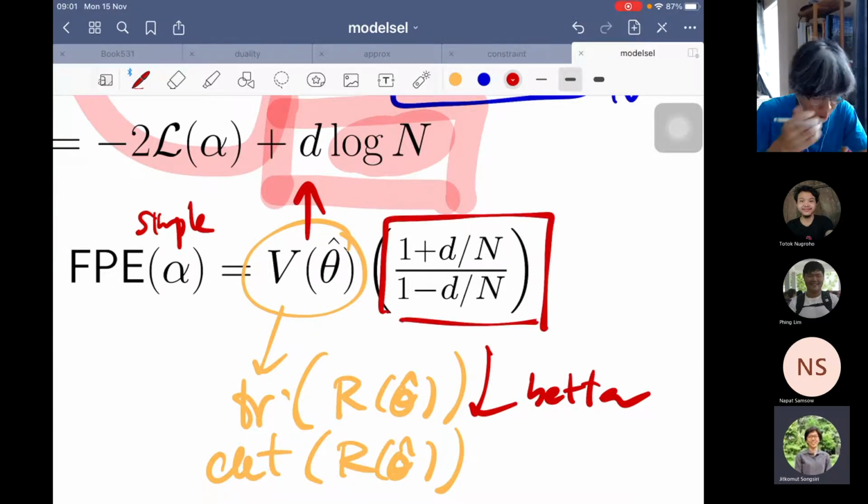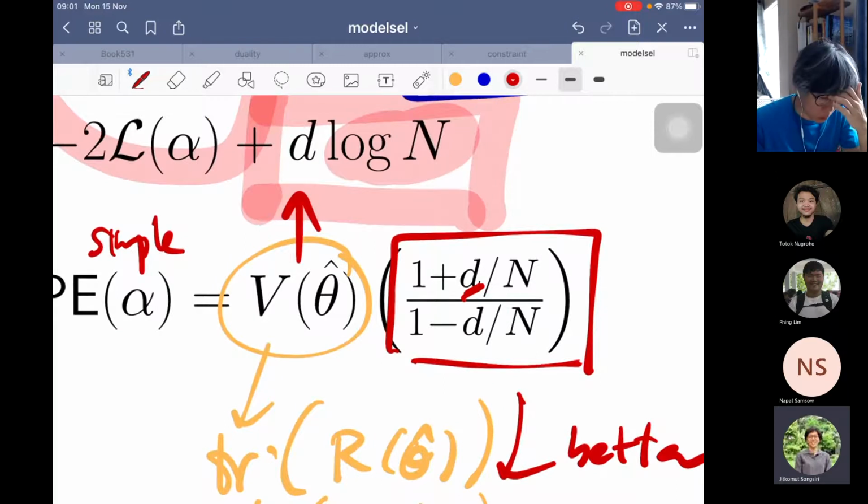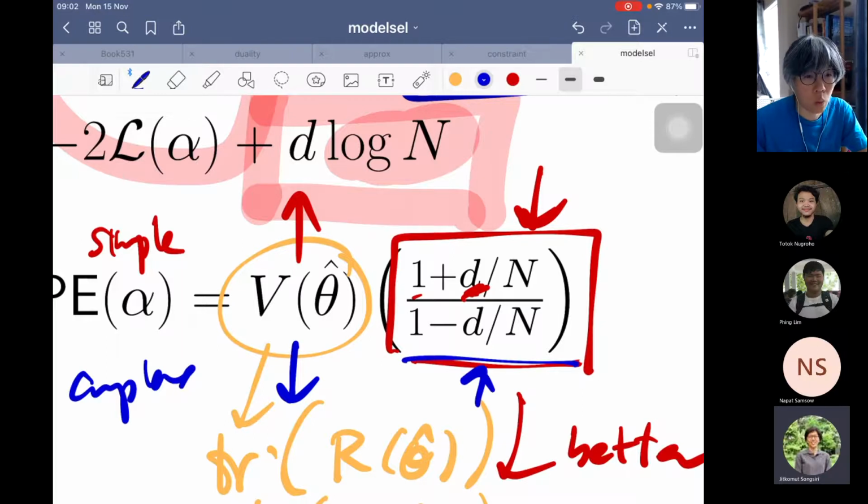Now you see that the effect of model complexity is seen in the red box. D is the effective number of parameters. So in this score, what do you see? When the complexity is low, what happens in the red term? Napat. It's small, right? When D is small, this ratio compared to 1, this term is small. And for the complex model, the loss function would be low, right? But then the term in the red box would be higher.